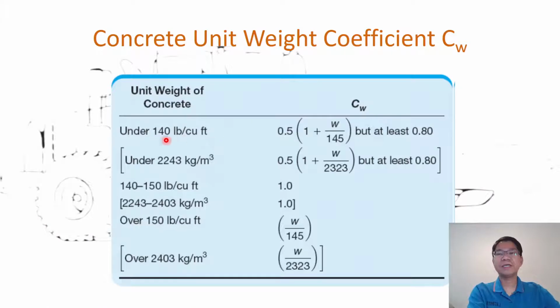So this one, as you can see, if the lightweight concrete is less than 140 pounds per cubic feet, the CW will be determined in this equation, but at least 0.8. From that equation, if it's like 0.7, then you choose 0.8. And the same we apply for the SI unit. And then if the unit weight is somewhere 140 to 150 pounds per cubic feet, the CW is 1. And then if it's over 150, so it's heavy concrete, then the CW is the actual unit weight divided by 147.